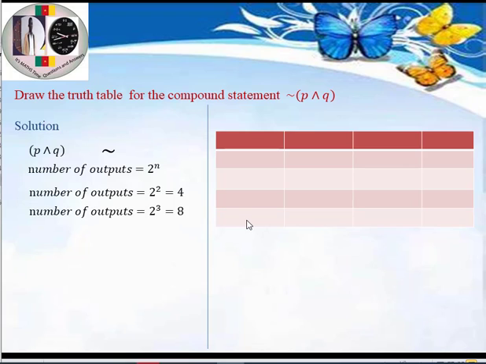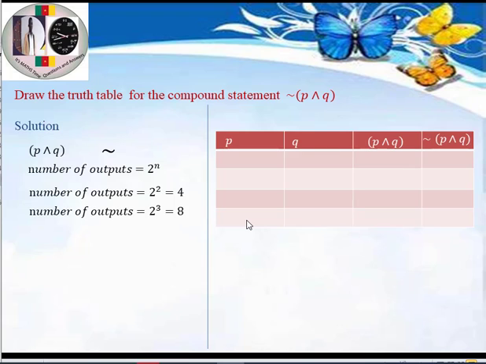So let's call the first column P, and the second column Q, and then we have the first simple statement, which is P and Q. If we combine this simple statement and then we negate it, we are going to have an overall output, which is the negation of P and Q. Okay, so now let's fill our table.